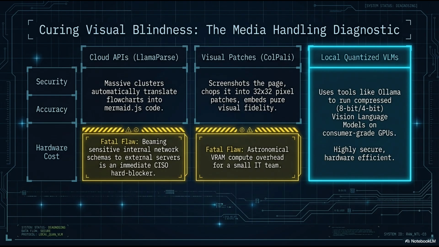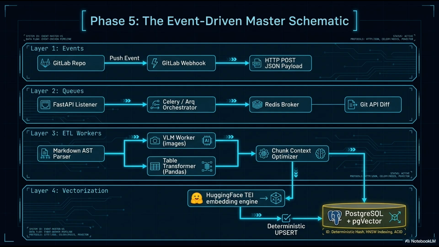Okay, we have all the individual puzzle pieces. We've chosen pgVector, we have our chunking strategies, our Pandas JSON table extraction, our Git deterministic IDs, and our local VLM for images. It is time to assemble this machine. We are going to build the ultimate pipeline architecture for our listener. Let's do it. If you are listening, please direct your attention to the final mermaid architecture diagram on your screen.